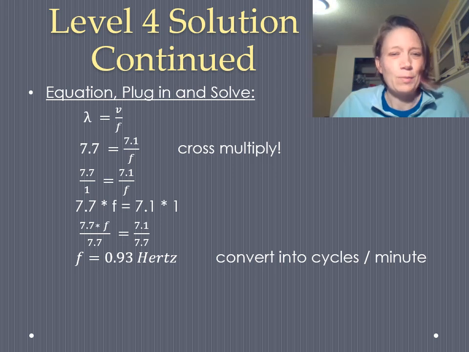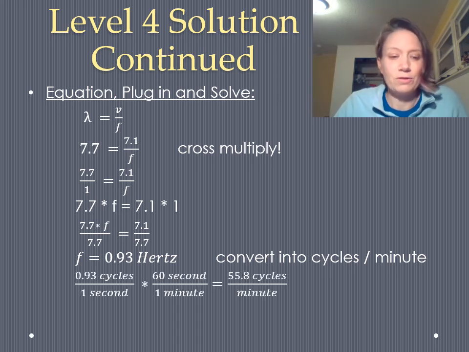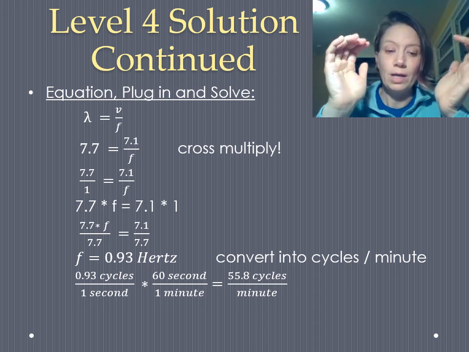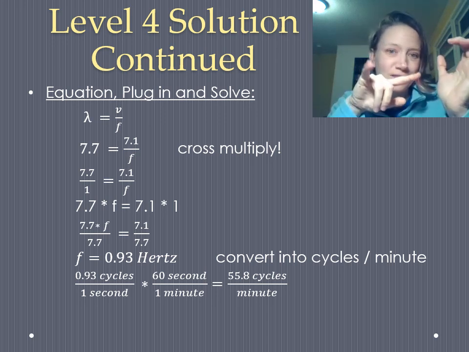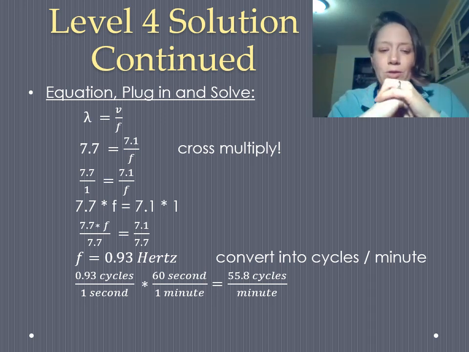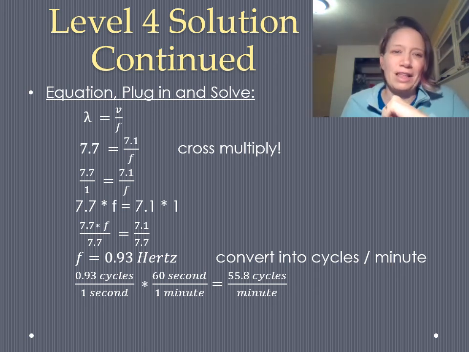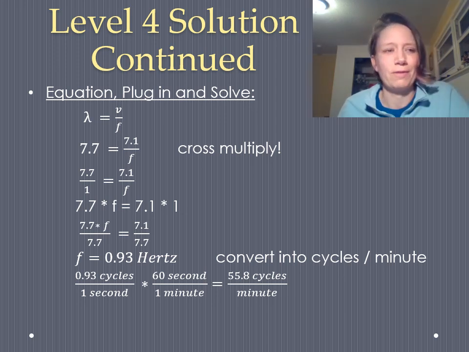So the very last step is to convert our cycles per second into cycles per minute, and we'll use a conversion factor like we learned how to do earlier this year. So 0.93 cycles for every 1 second, and then the conversion factor is 60 seconds equals 1 minute. This way we can cancel out that second on the top and the bottom, and I'm left with a solution of 55.8 cycles every minute. So this is a level 4 problem that involves some more complicated variables from the beginning, and then cross multiplication, which is a little bit of a trickier math concept, and then also a conversion at the end.